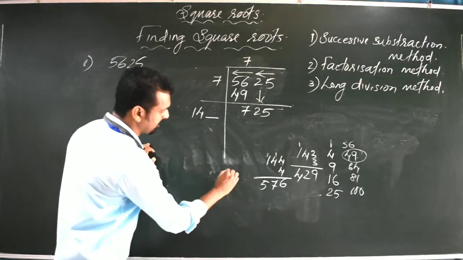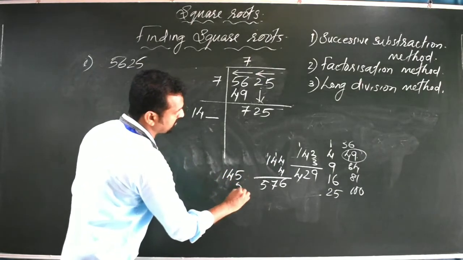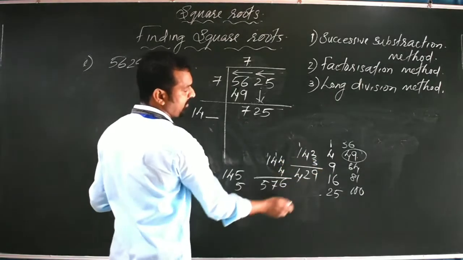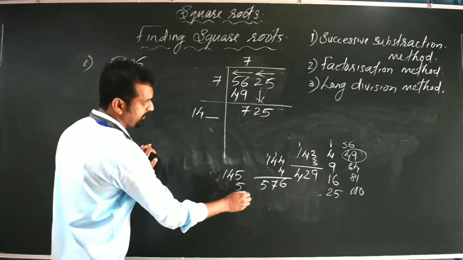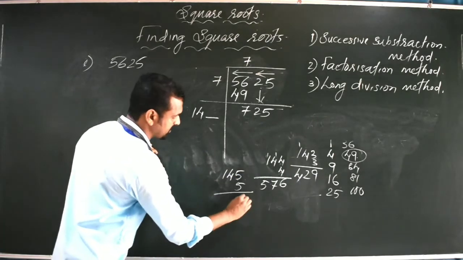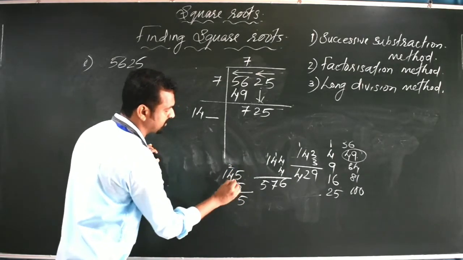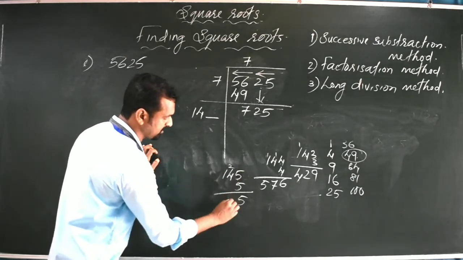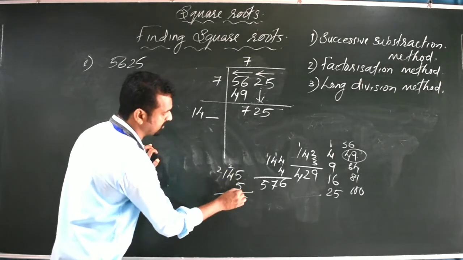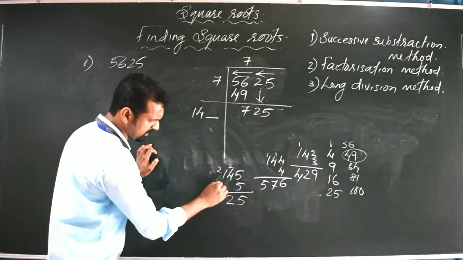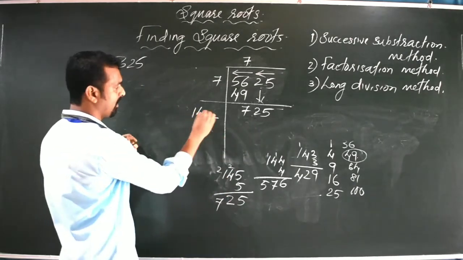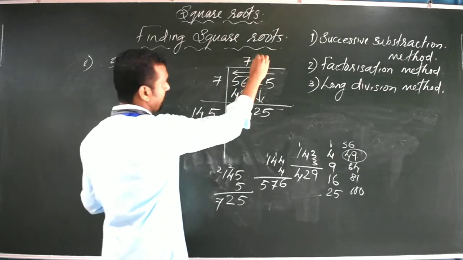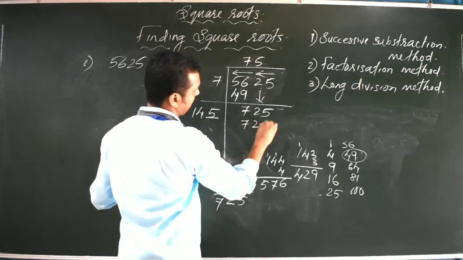So now next number, 145 into 5. 143 into 3 we have multiplied. 144 into 4 we have multiplied. Now 145 into 5. 5 5s are 25, 5, remainder 2. 4 5s are 20 plus 2, 22, 2, remainder 2. 5 1s are 5 plus 2, 7. Exactly we got 725. So what is the answer? 145 into 5 is equal to 725.